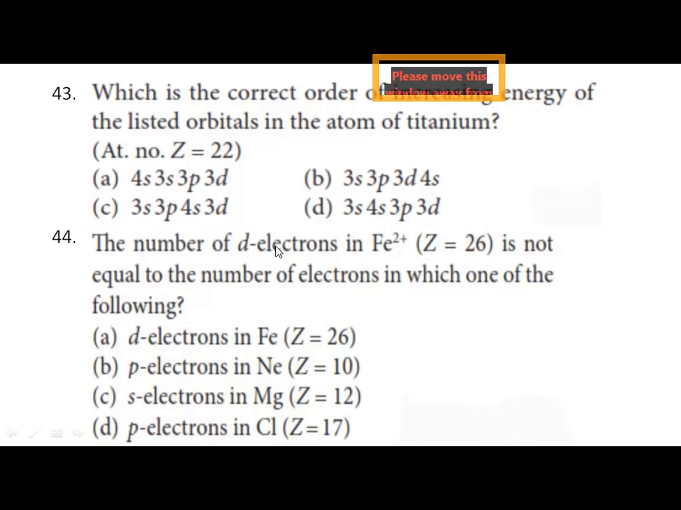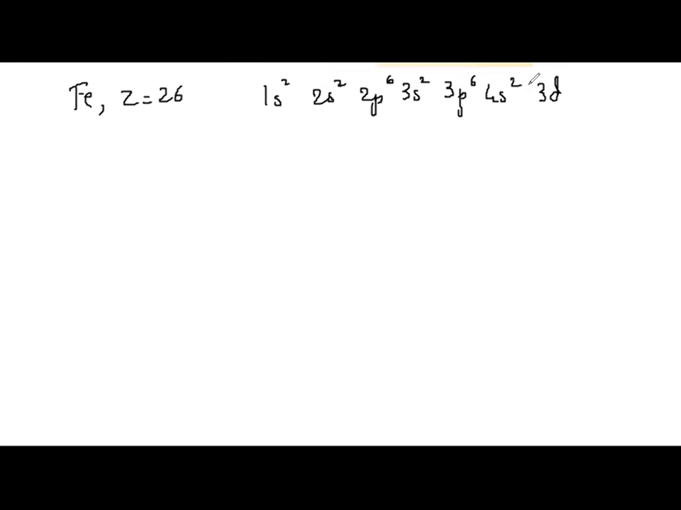The number of d electrons in Fe plus 2 is not equal to the number of electrons in which of the following? d electrons in Fe, p electrons in Ne, s electrons in Mg, p electrons in chlorine. So let us work on this. Number of d electrons in Fe plus 2. Iron atomic number is 26. So 1s2, 2s2, 2p6, 3s2, 3p6, 4s2, 3d6. This is 18, 20 and 6. Correct? This is the electronic configuration.